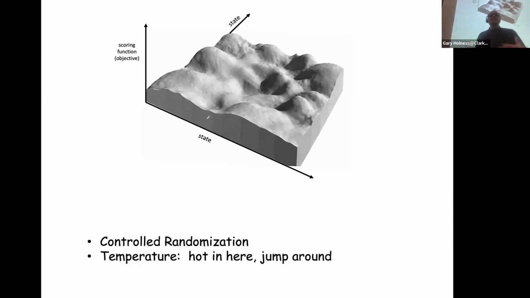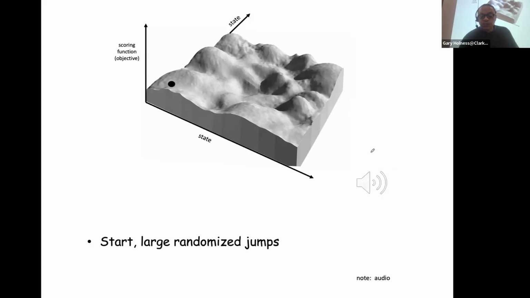This annealing comes from metallurgy, which is outside of my background and skill set. But effectively, if it's hot, you jump far. If it's cold, you jump a small distance in your landscape, and you control your temperature based on a schedule. There are a whole host of ideas about how you control the schedule. And so you start in large jumps, and I have a soundtrack for everything.